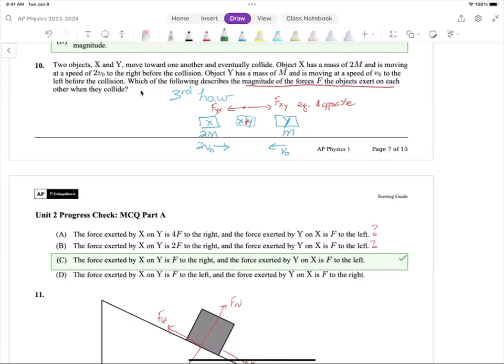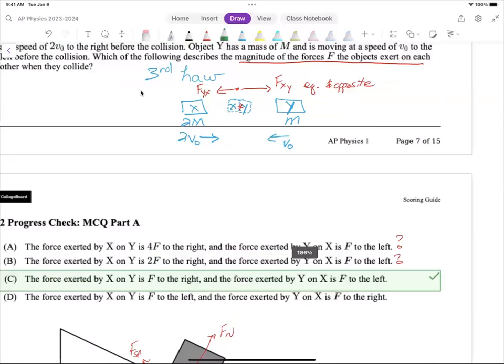Object X has a mass of 2m and is moving at a speed of 2v0 to the right before the collision. Object Y has a mass of m and is moving at a speed of v0 to the left before the collision. Which of the following describes the magnitude of the forces the objects exert on each other when they collide?